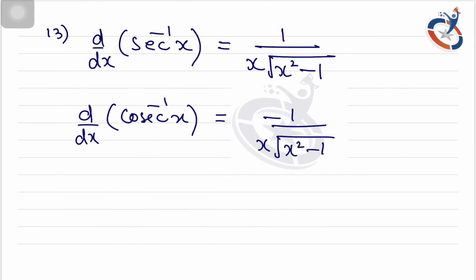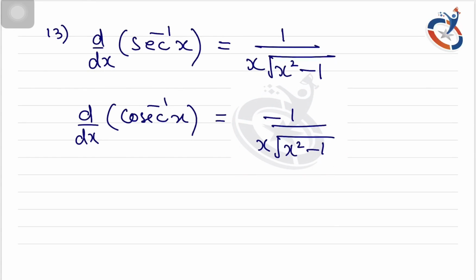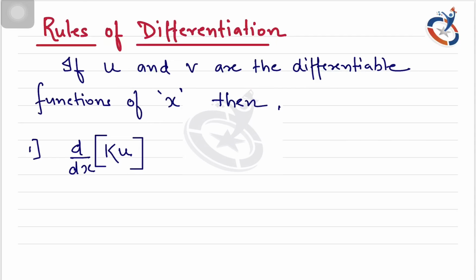Finally, sec inverse x, the derivative is 1 upon x into root of x square minus 1. And cosec inverse at same formula minus sign. It's minus 1 upon x into root of x square minus 1. Clear? So these were the formulas. Learn the formulas thoroughly. Then you have rules of differentiation. Now if you have sums, then how to differentiate when there's 2 function, 3 function, 4 functions having plus sign, minus sign, multiplication, division. So for that you have to study the rules here.